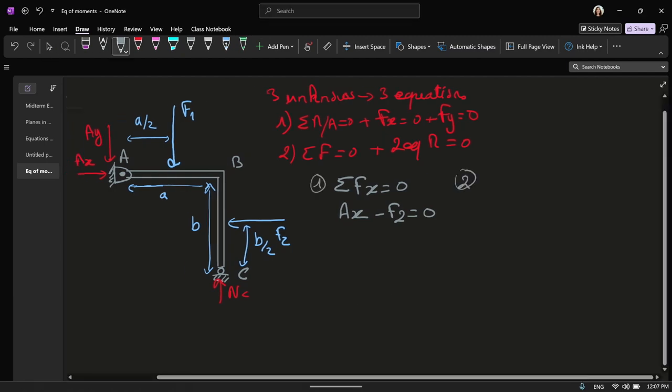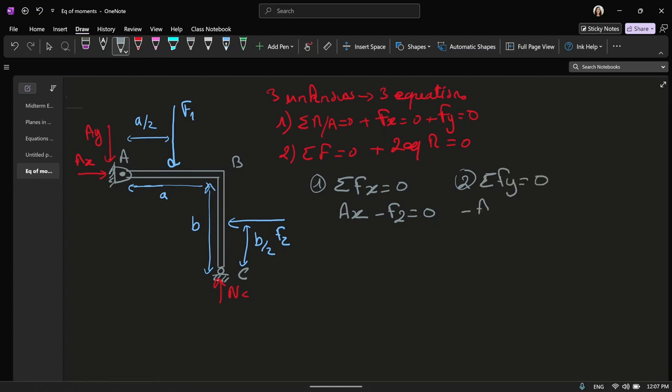Equation number 2, let's do sum of the forces on y equals 0. What do we get? We get minus AY minus F1 plus NC equals 0.